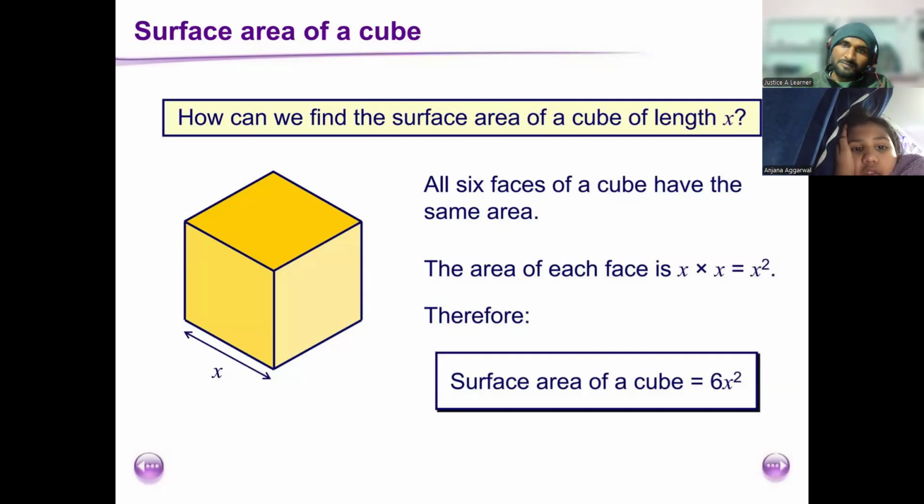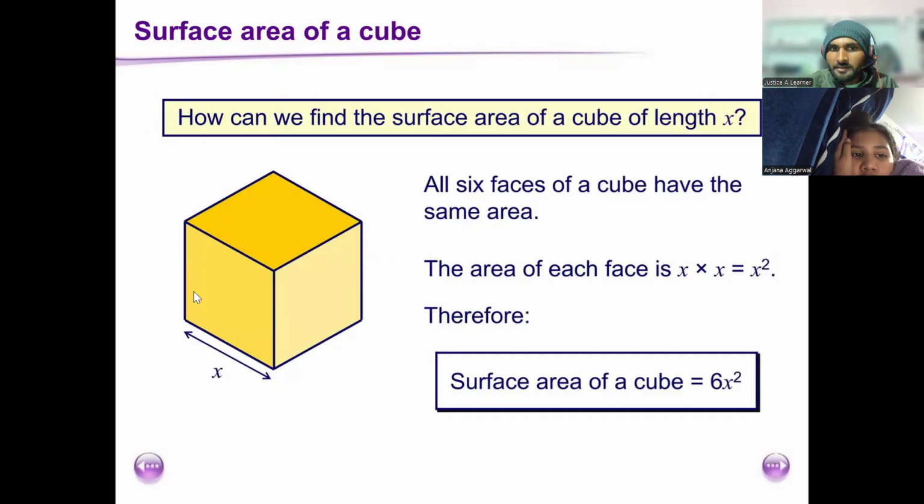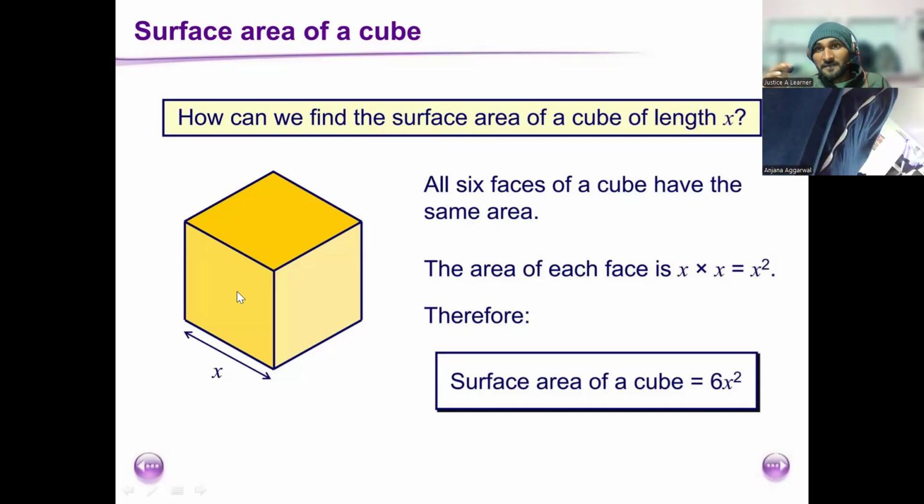This is a cuboid. This is also a cuboid. But this is not a cuboid. This is a cube. Do you understand the difference between a cuboid and a cube? A cuboid has three different dimensions, but a cube has the same length on each side.